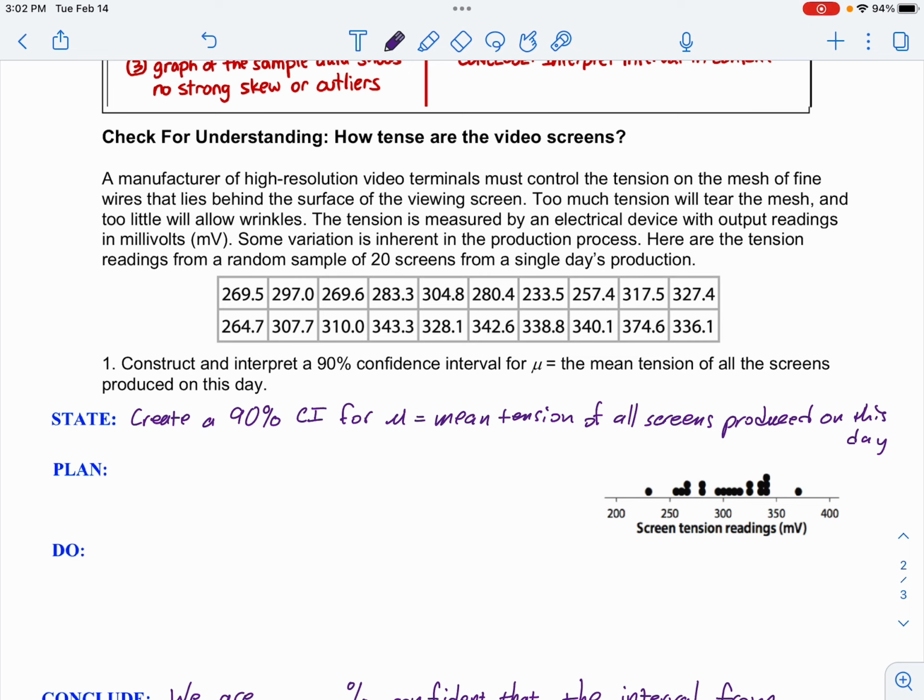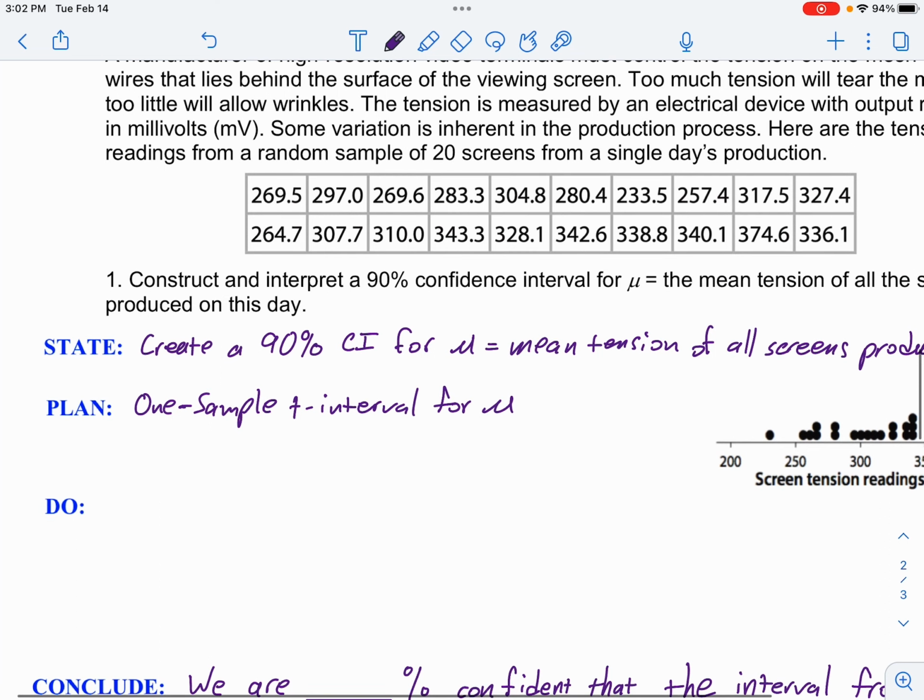The plan will be to do a one sample T interval for mu, because this data is coming from one sample. It's a T because we're going to use the sample standard deviation rather than sigma, the population standard deviation. In part of our plan, we should always check conditions.